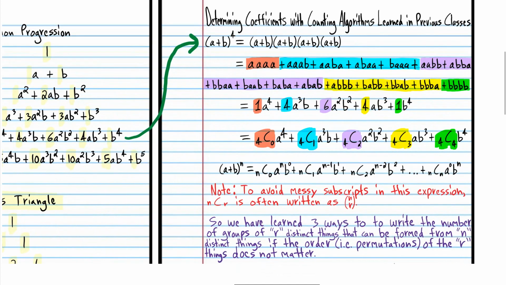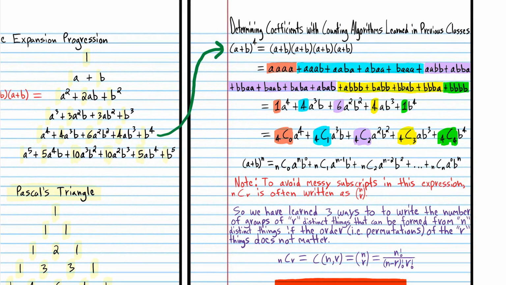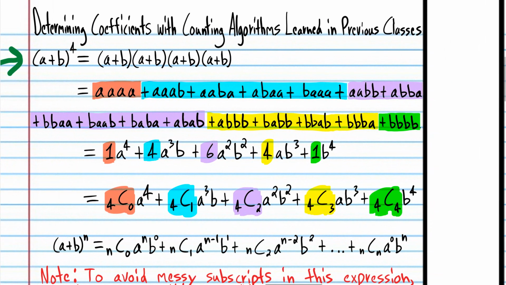Well, the reason we wrote it out this way is because the number of blue terms is this number here. There's 4 blue terms. The number of purple terms is this number here. So we want to count the number of terms because that tells us what the coefficients are going to be. When we combine like terms, that's our coefficient. So that's why we wrote this expression in this way.